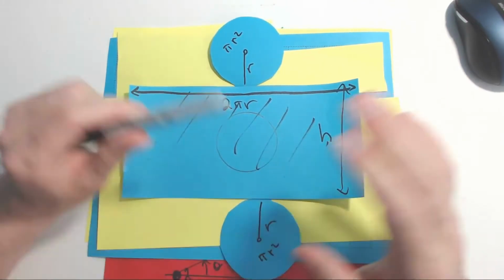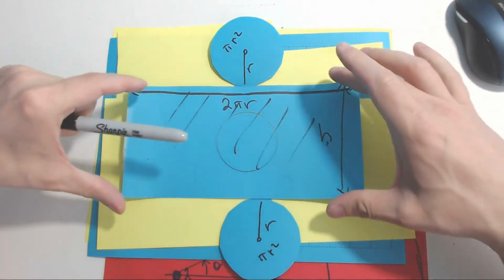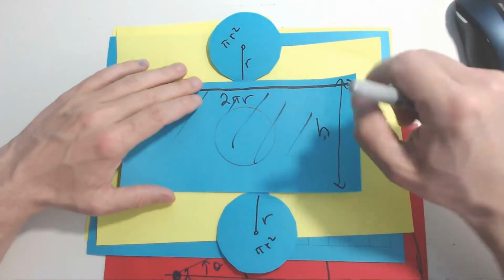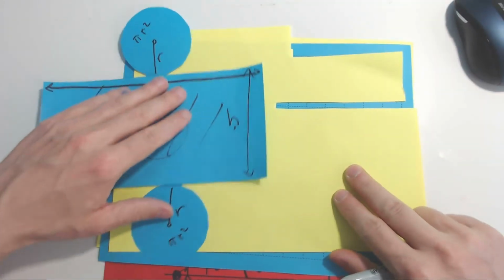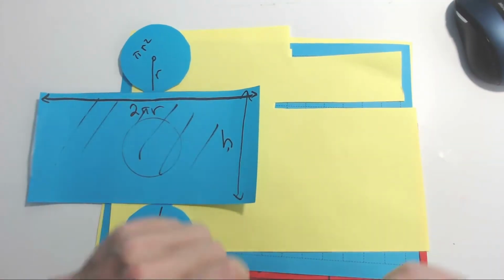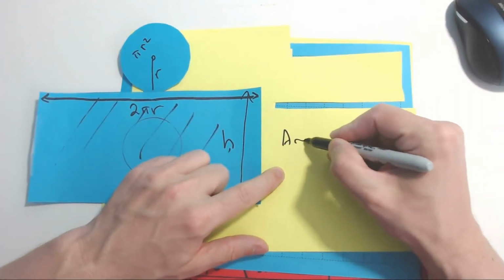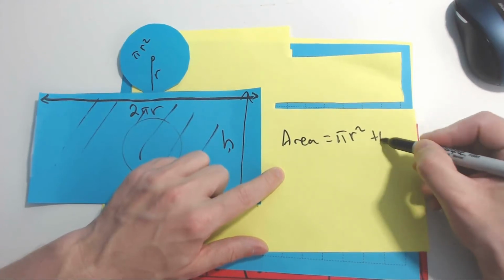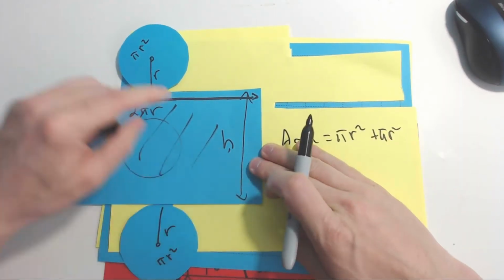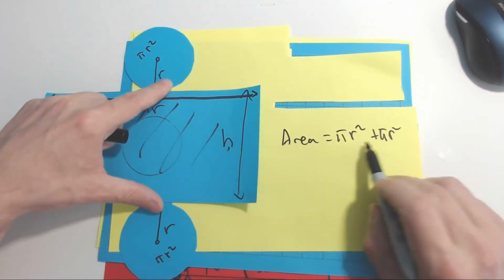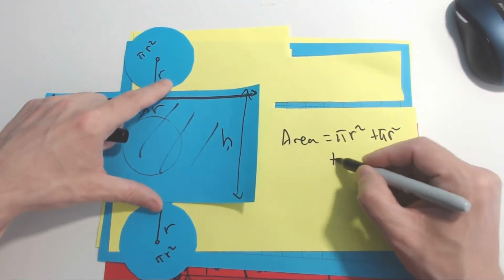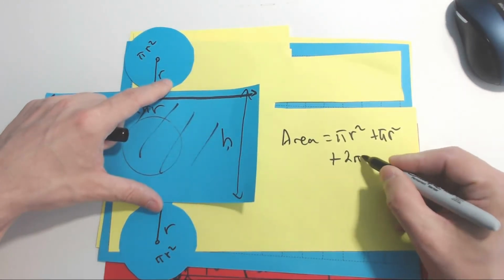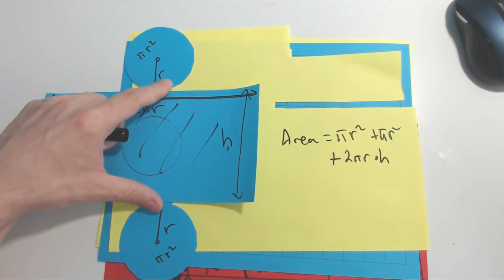So the total area of everything, think about this. You have the area of the rectangle plus the area of the circle plus the area of this circle. When you write it down, the total area of everything will be equal to the following. Area equals pi r squared plus pi r squared, so top circle and bottom circle. That's when you need to add those. And then to that you need to add the area of the rectangle, so that's 2 pi r times h.